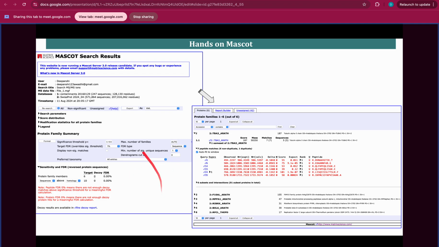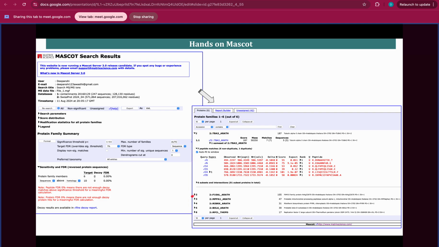Now if you scroll down, you can see there will be proteins, report builder, and unassigned. In proteins, for example, I want to know the target proteins to which my peptide spectra is matching. Among those proteins, which protein is matching better, which has the better rank, and which has the higher score. I can see that score from these proteins. There are 6 proteins which are mapping, and they show the score. My first protein was mapping with a score of 187, which was the best score. So I am selecting that protein.